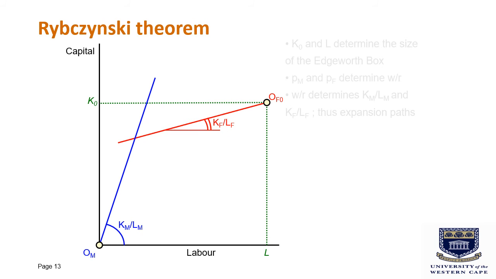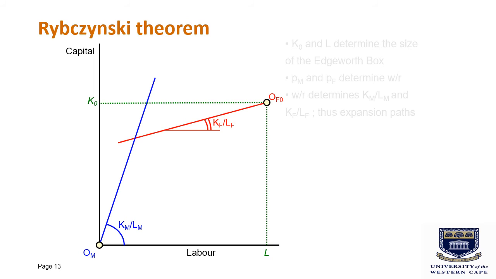So the blue line here depicts the expansion path for the manufacturing industry based on its capital to labor ratio that was determined how? Via the prices that were given and then via the wage to capital rental ratio. Right? So it would not produce at any other place except on this blue line. Otherwise, it would not conform to the capital labor ratio that will bring this market to equilibrium. This is for the manufacturing industry.